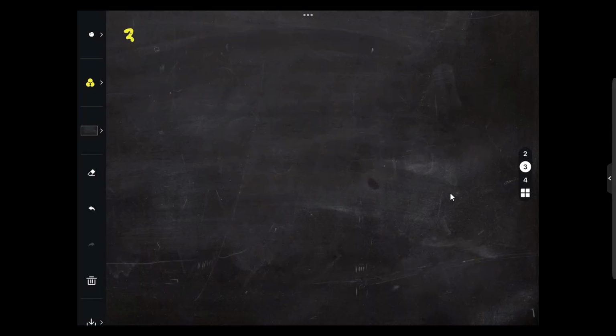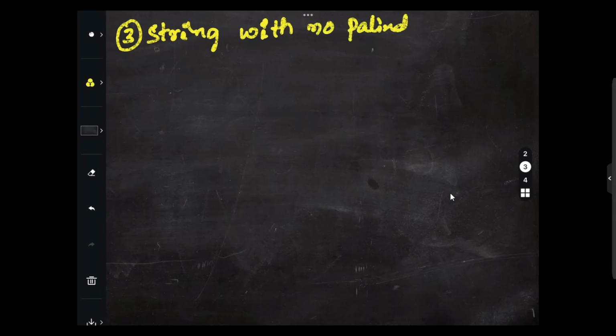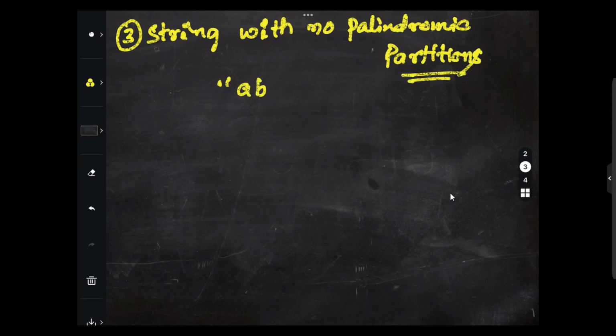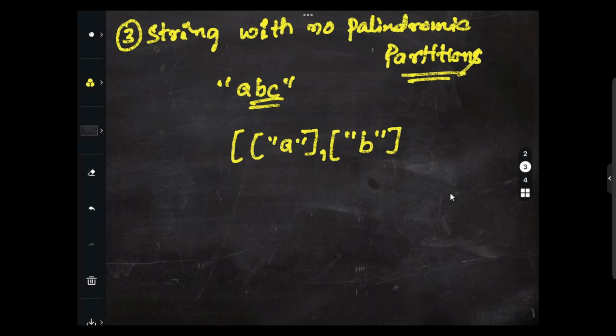So let's move on with the third edge case. The third, or final, edge case is for the condition, string with no palindromic partitions. This is fine. This is the final edge case. So the input I'll be considering here is A, B, C. This is fine. The output will be, in this case, A, this one, B, finally see here.